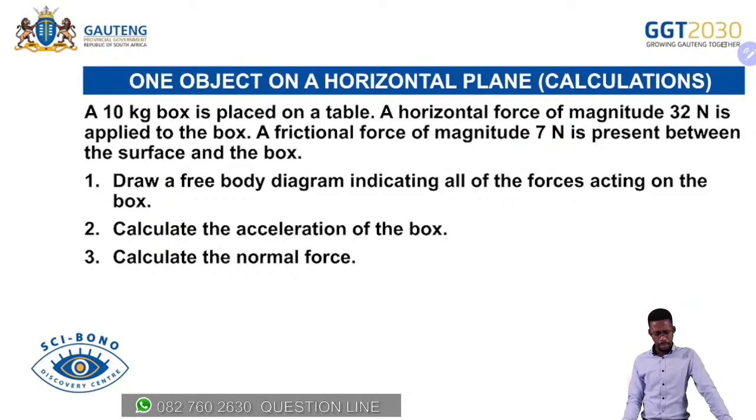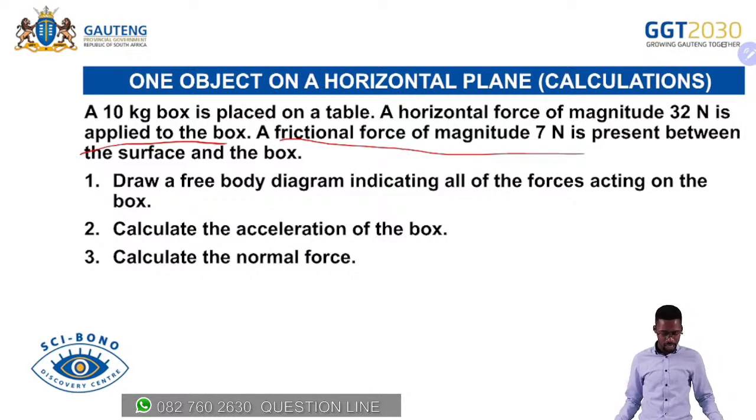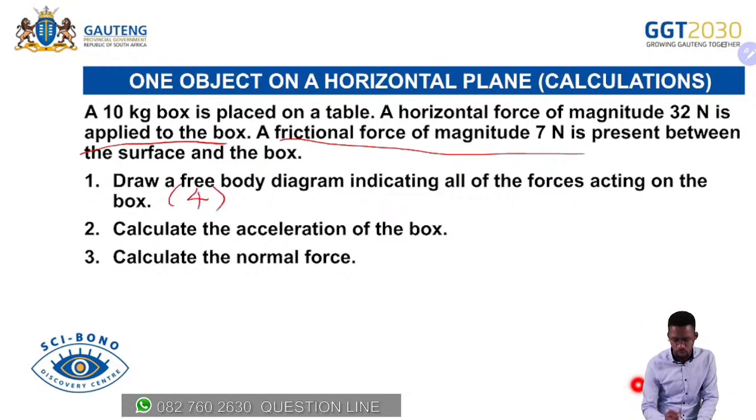Let's look at this. A 10 kg box is placed on a table. A horizontal force of magnitude 32 newtons is applied to the box. A frictional force of magnitude 7 newtons is present between the surface and the box. So this is what we have. Have your data down. Write it down. We have force applied. We have frictional force. So the first question says, draw a free body diagram. Maybe this is 4 marks.